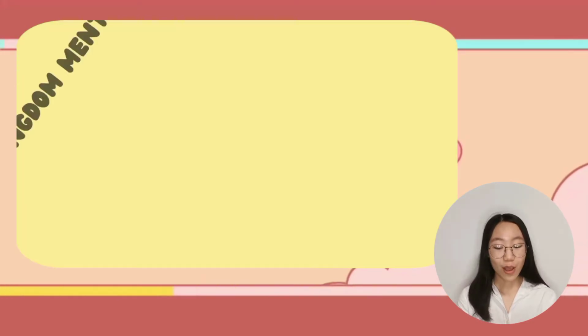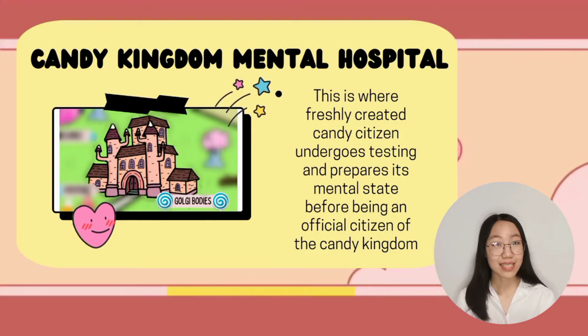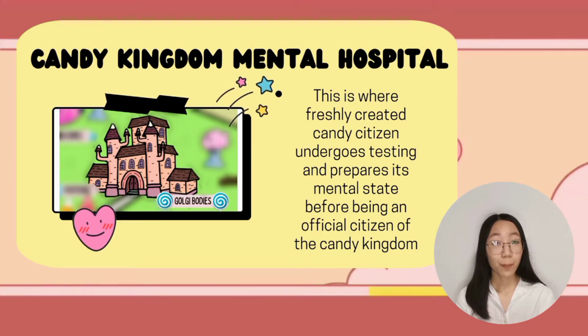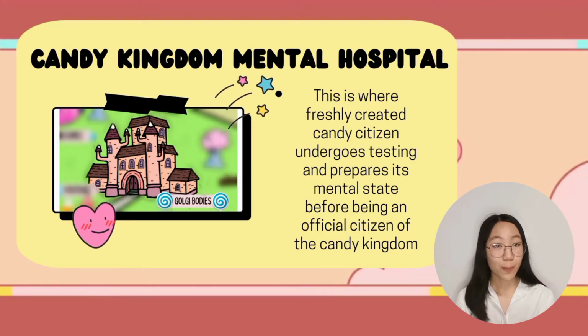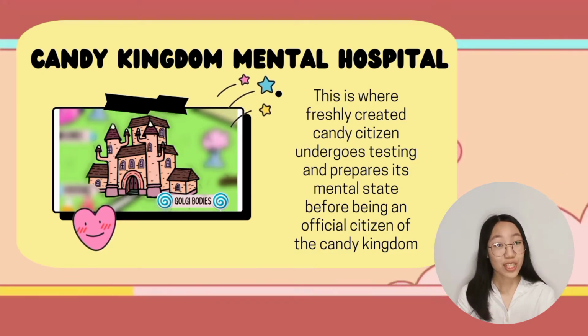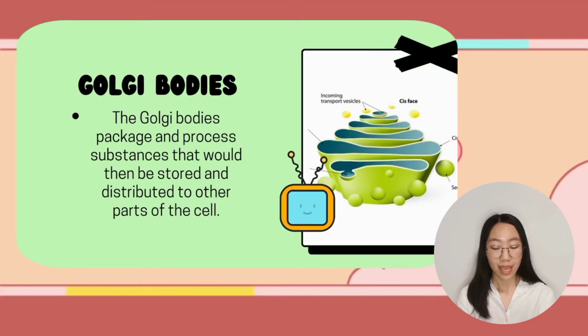Next is the mental hospital of the candy kingdom, which is similar to the Golgi bodies because this is where freshly created candy citizens undergo testing and prepare their mental state before becoming official citizens of the candy kingdom. Much like the Golgi bodies, it packages and processes substances that would then be stored and distributed to the other parts of the cell.